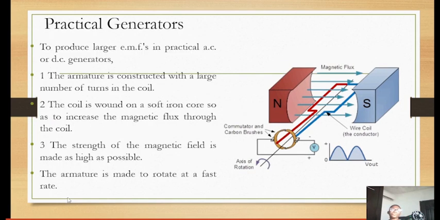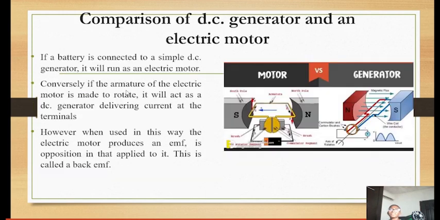Practical generators. To produce a larger EMF in practical AC or DC generators, the armature is constructed with a number of turns in the coil. The coil is wound on a soft iron core so as to increase the magnetic flux through the coil. The strength of the magnetic field is made as high as possible. Then the armature is made to rotate as fast as possible. So those are the practical generators.